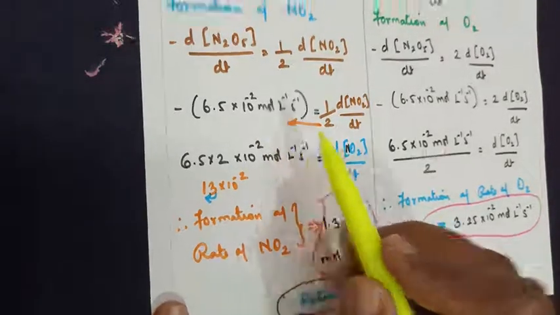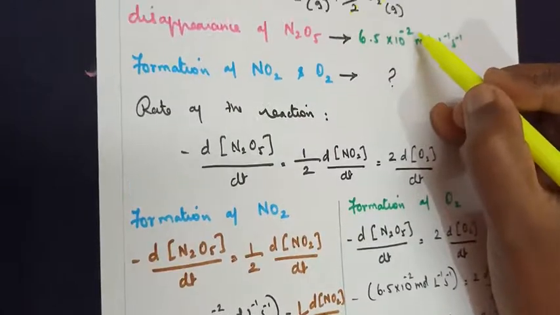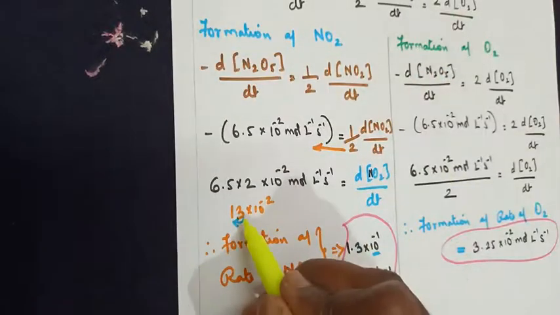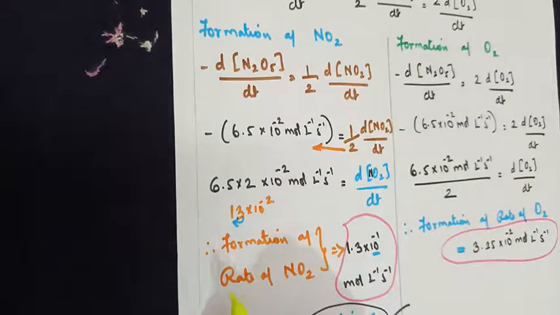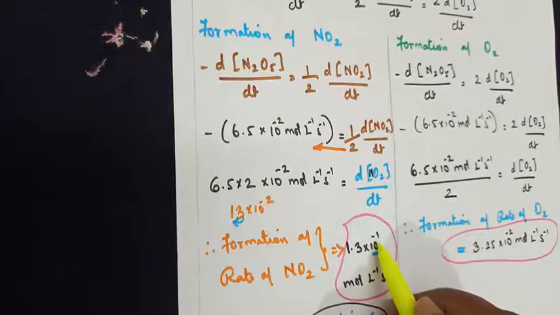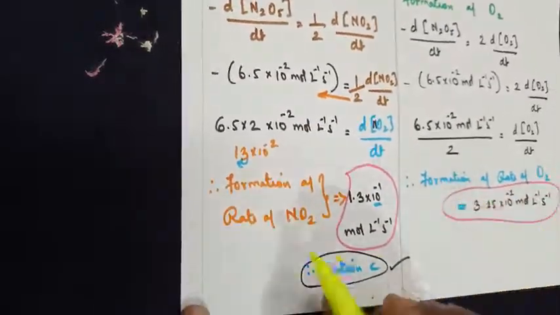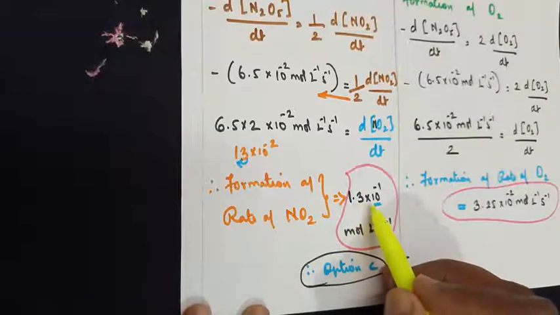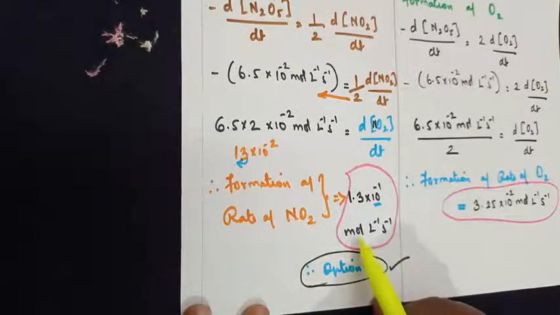Since the unit is given in 10 to the power minus 2, if you have seen my logbook calculations, you will understand. I am moving 1 place towards your left, so it becomes 1.3. As a result, we get a 10 to the power minus 1. So the final result is the rate of formation of NO2 is equal to 1.3 into 10 to the power minus 1 moles per liter per second.